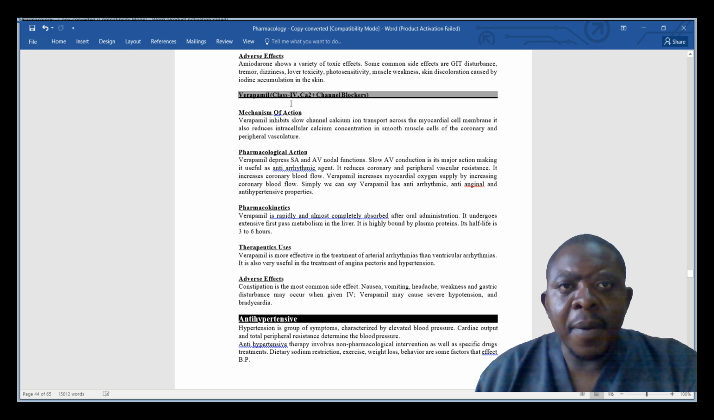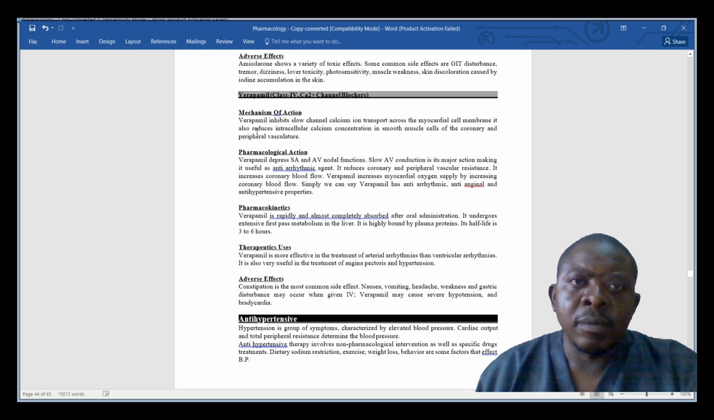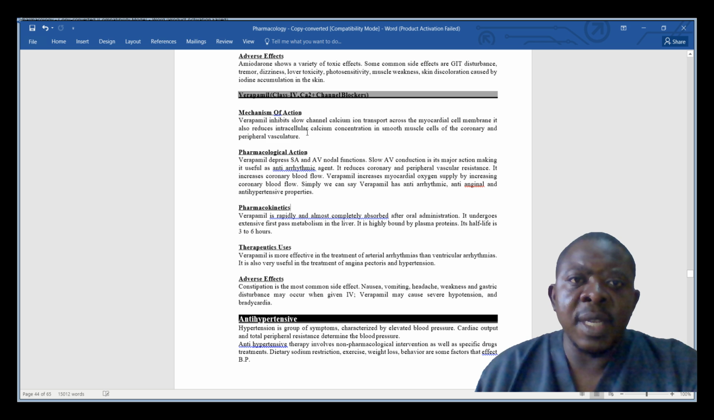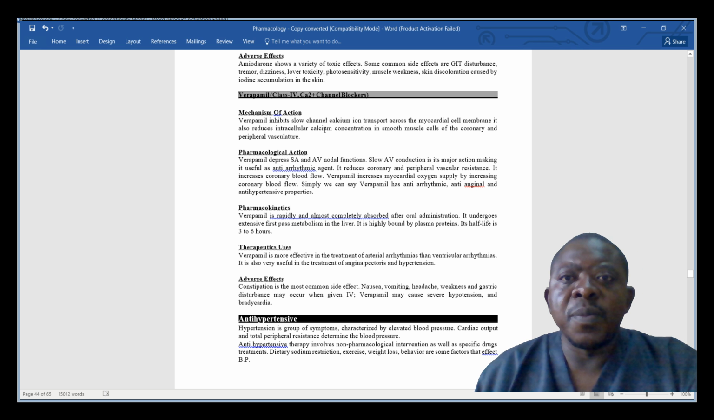Verapamil as class 4 or calcium channel blocker. Mechanism of action. Verapamil inhibits the slow channel calcium ion transport across the myocardial cell membrane. It also reduces intracellular calcium concentration in smooth muscle cells of the coronary and peripheral vasculature.